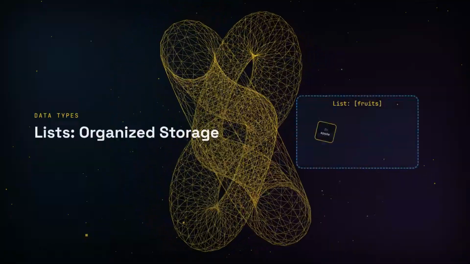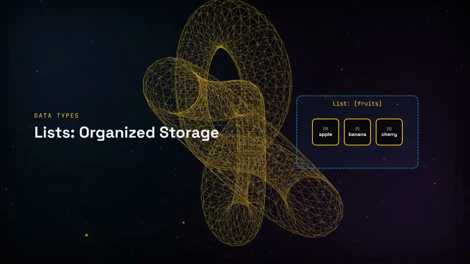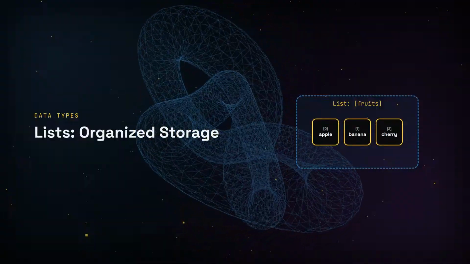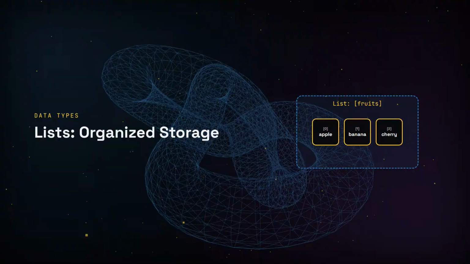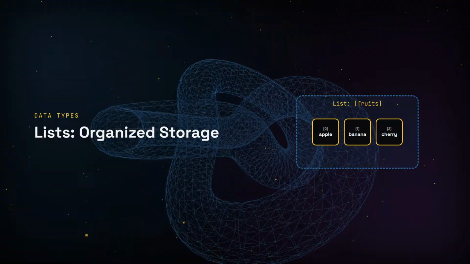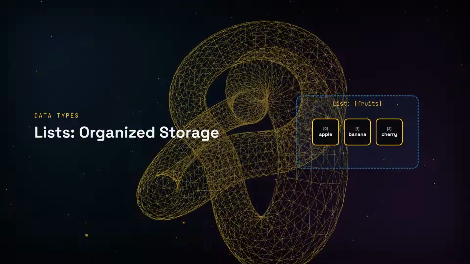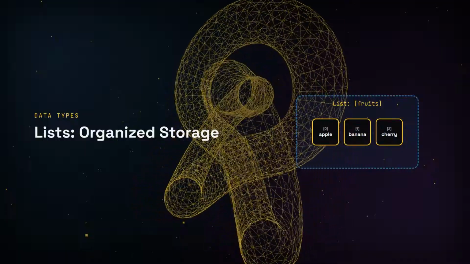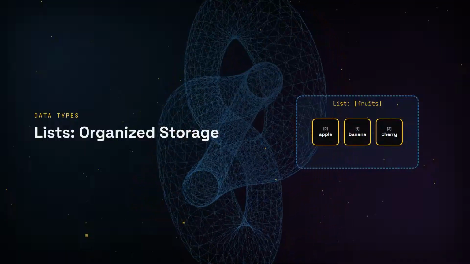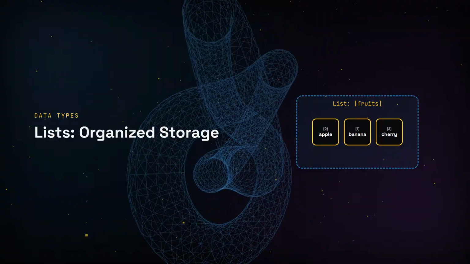What happens when we want to store multiple items together under a single label? This is where Python's built-in collection data types shine, beginning with lists. A list is an ordered, mutable sequence of items wrapped in square brackets and separated by commas. Imagine a multi-slot pill organizer or a chest of drawers.